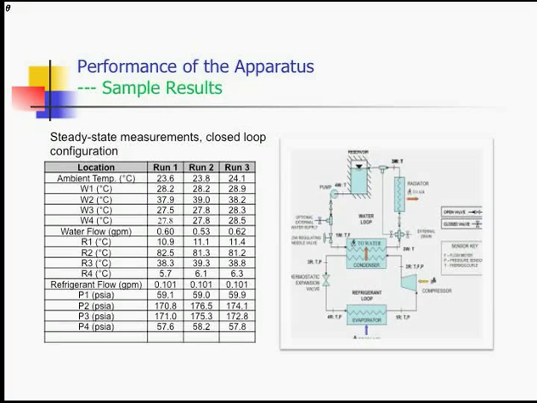This is sample results for one of those experiments, a steady state closed loop configuration. We ran it 3 times to show the repeatability of the experiment, that it can be repeated with accuracy. Run 1, run 2, run 3. There are the measurements for the temperature of the water, temperature of the refrigerant, and the pressure of the refrigerants at different states in the system, as shown in this figure here.